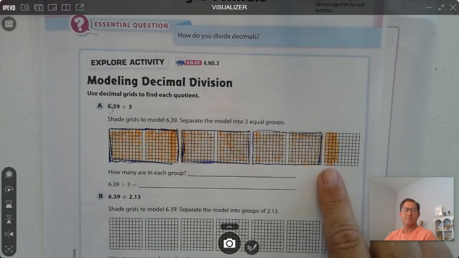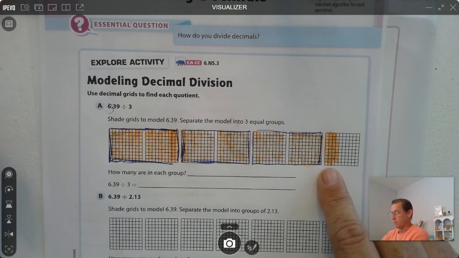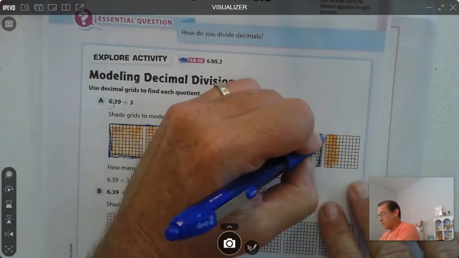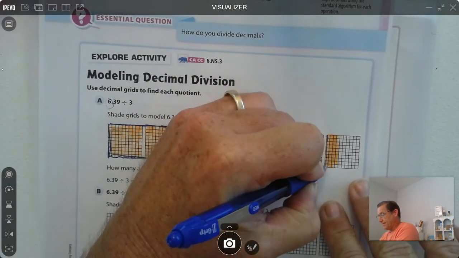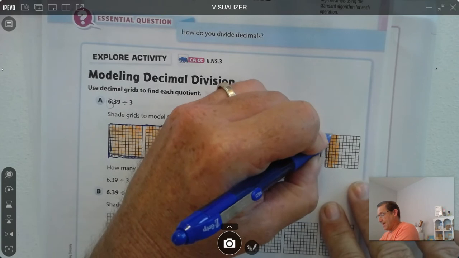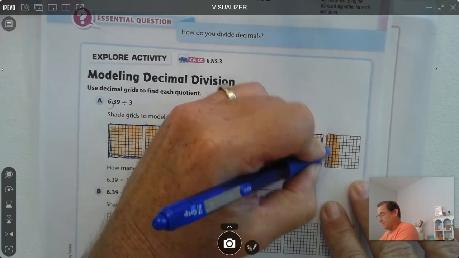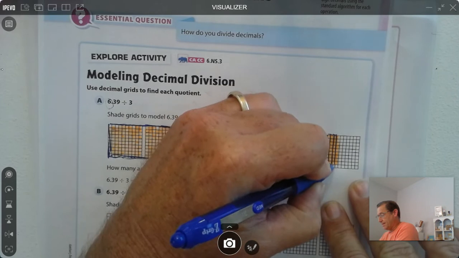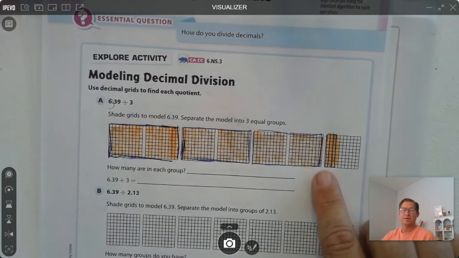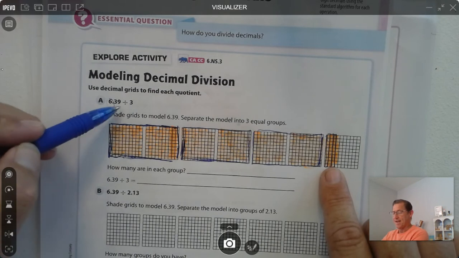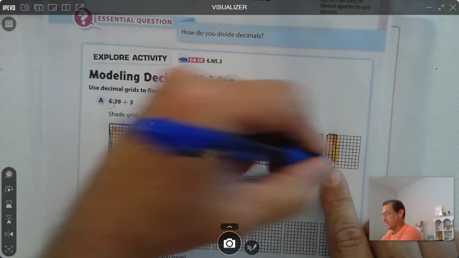Now let's take the 30 hundredths, and we're going to think of that just as 30. And 30 divided by 3 would be 10, right? So we now take each of these strips of 10 and break them into 3 groups. Okay, so I have 3 sets of 10. Now if we take the 9 and divide by 3, that would be 3 in each group.